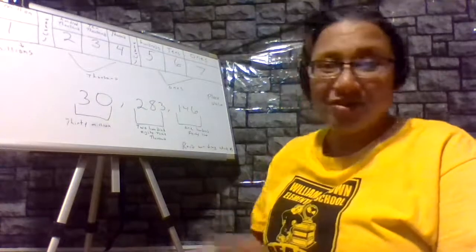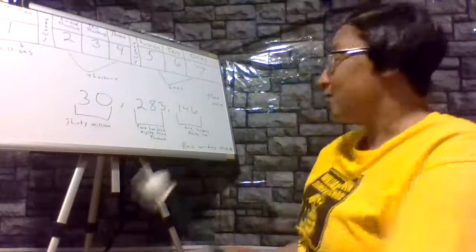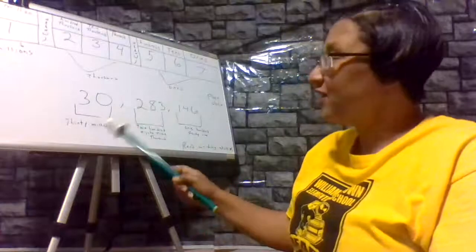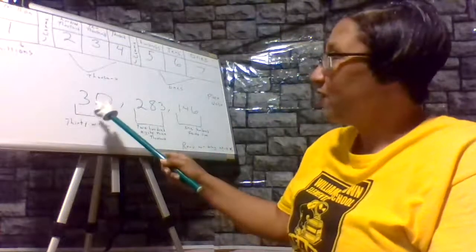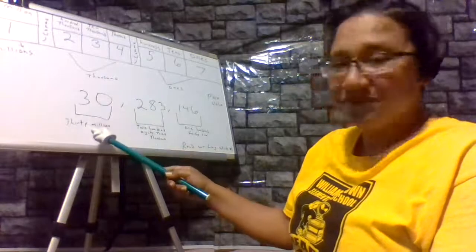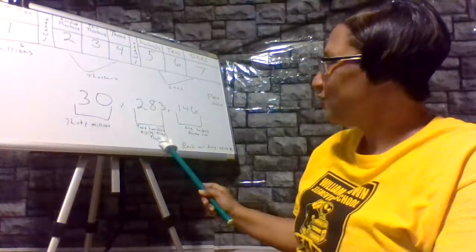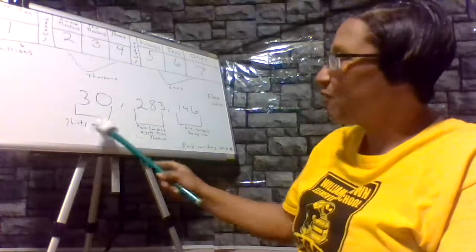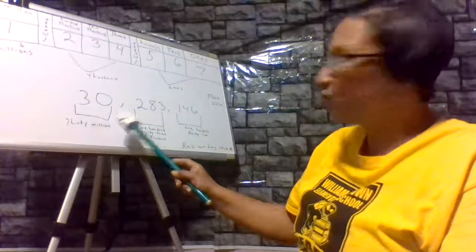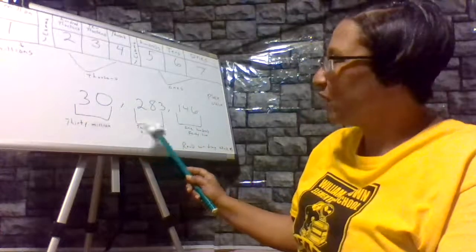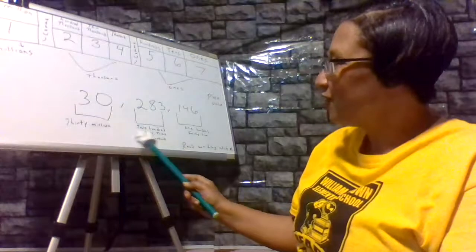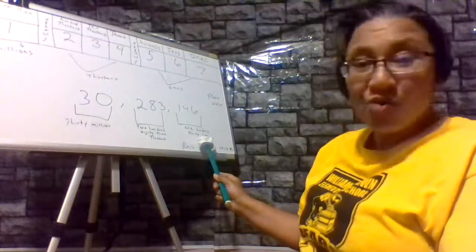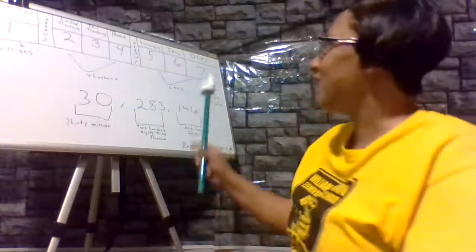Let's take a look at this whiteboard. Remember, when reading whole numbers, you read from the left to the right. Taking this example, we have 30,283,146. If you notice, I had branched off each of the numbers in between the commas so you could understand what I was reading. So, 30,283,146, which brings me to our lesson on place values.